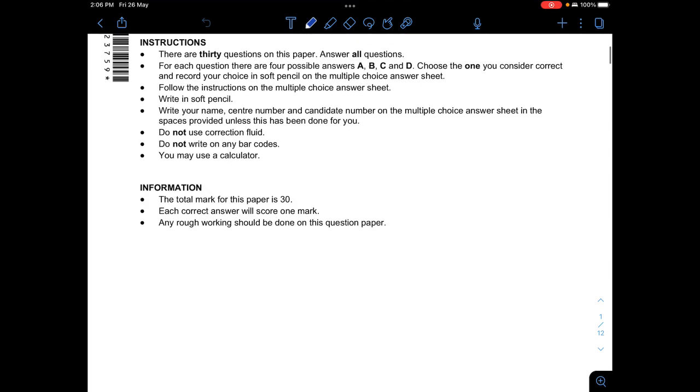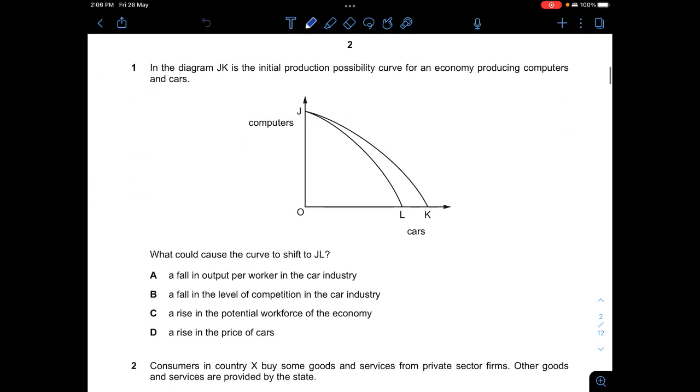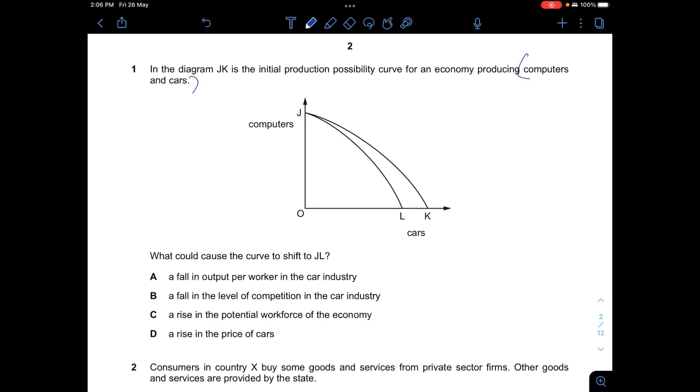Alright, let's start. So for question 1, it says in the diagram JK is the initial production possibility curve for an economy producing computers and cars. That means there are two products made in this economy, computers and cars. The original curve is JK, which is this one. And then it asks what could cause the curve to shift to JL, which is this line here.